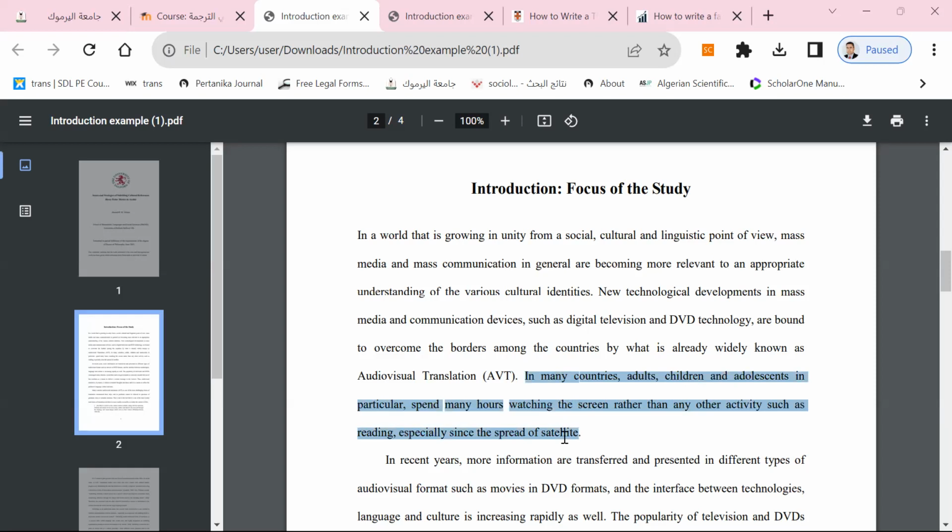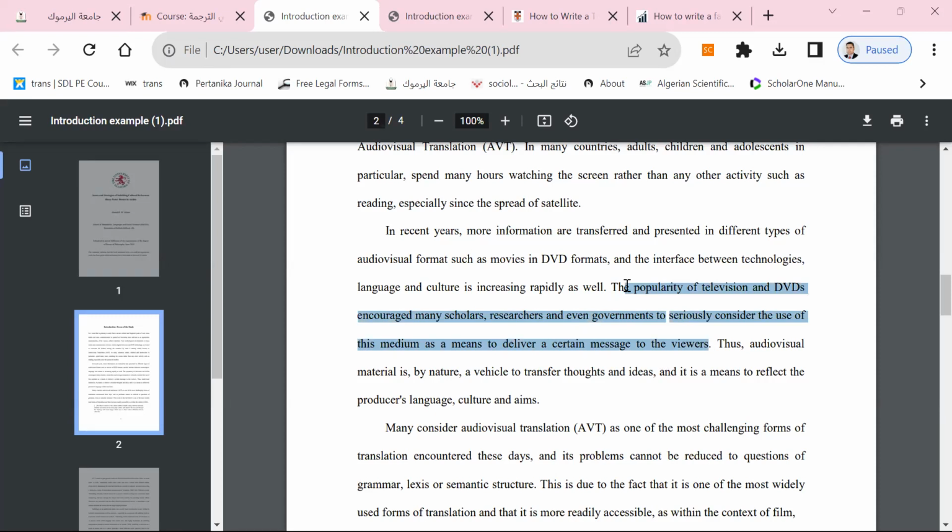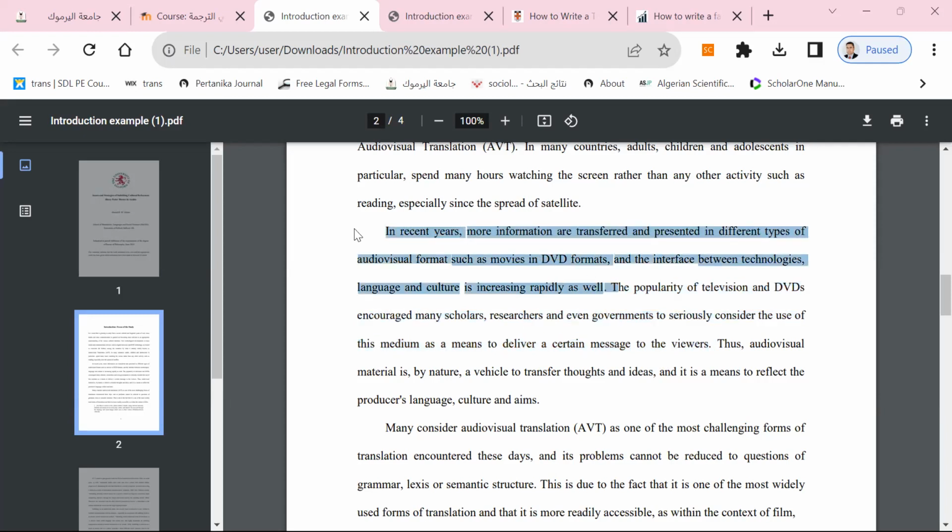general, but less general. We have more general, less general, and less general information in the introduction. Look here. In recent years, more information is transferred and presented in different types of audiovisual formats, such as movies in DVD format. And the interface between technologies, language, and culture is increasing rapidly as well. The popularity of television and DVDs encouraged many scholars, researchers, and even governments to seriously consider the use of this medium as a means to deliver certain messages. This is the importance of the study. He's introducing the topic, and he's talking about the importance of this topic and the current situation here. Look at this sentence here. In recent years, this is the current situation.